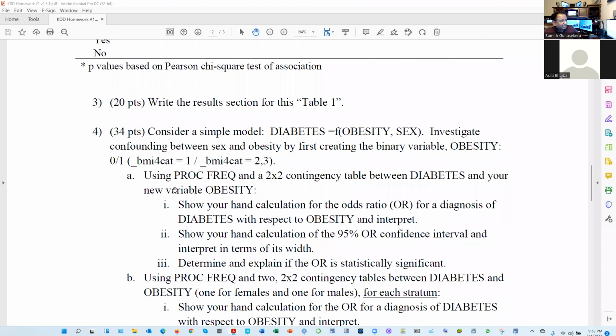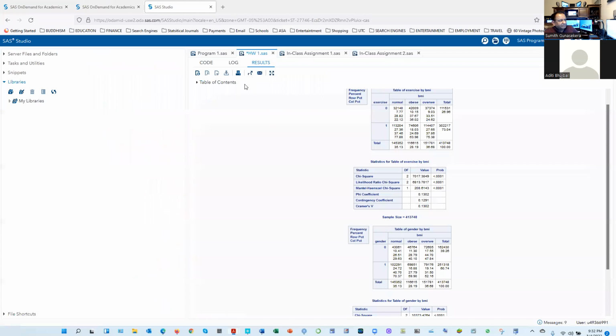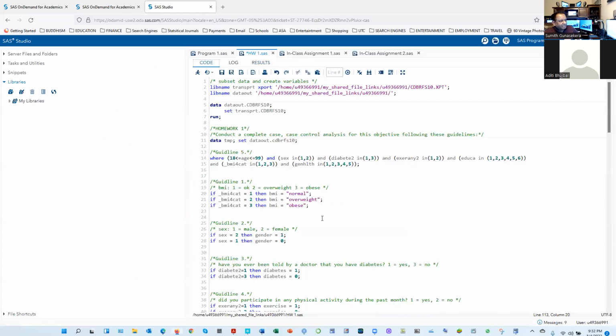So let's say we have to do some kind of arrangement between sex and obesity by first creating the binary variable obesity. Earlier we had 3 categories, now 2 categories. BMI 4 categories 2 and 3 are put together and made 1. So let's do that one first.